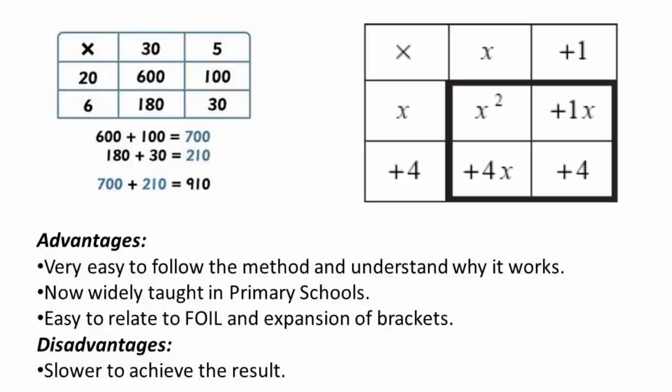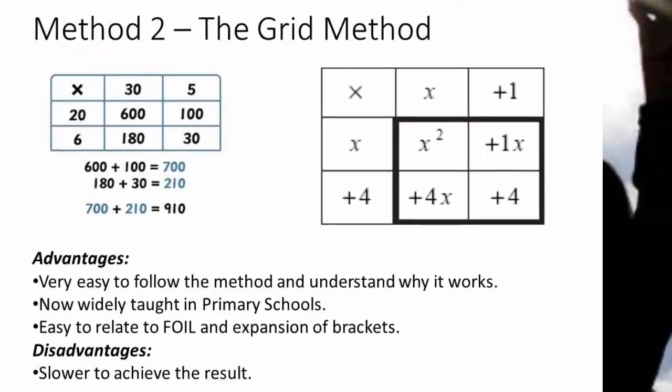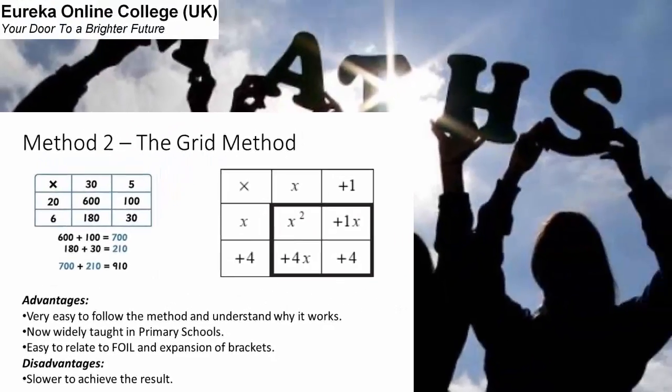And I've managed to relate it quite nicely to the way we multiply out brackets, and yes, it's exactly the same as the way we multiply out numbers. The disadvantages, of course, are that it's slower to achieve the same result. And that is a little bit of a drawback, there's no doubt about it.